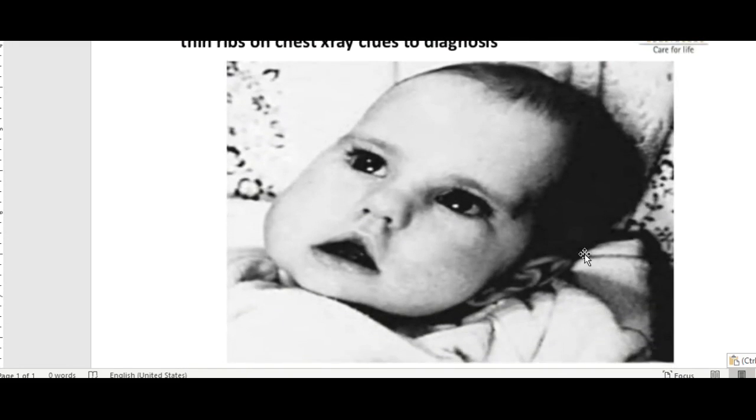Here, this is the baby seen in myotonic dystrophy, and you can see the presence of the inverted V-shaped upper lip. Similarly, there is temporal hollowing. So these are the facial abnormalities which are seen.